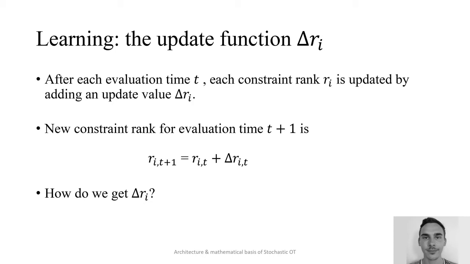We obtain the new constraint rank at evaluation time t plus 1 by adding the update value delta Ri for evaluation time t to the current constraint rank Ri at evaluation time t. So for learning to occur, we don't need to keep track of what's happened to the OT system at past evaluation times. The only thing that matters is the current grammar state. And we just accomplished to further simplify the question of OT learning, because now the question is, how do we know what the update values for the constraints are? And this is where the last part of math comes into play.